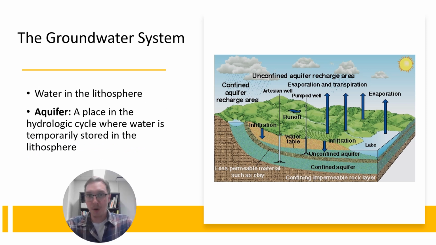So the groundwater system is basically an expression of water in the lithosphere, so the ground beneath our feet. One of the main attributes of that is an aquifer. It's a place in the hydrologic cycle where water is temporarily stored within the lithosphere. We see a bunch of different examples of aquifers on the little graph to the right, mainly a confined aquifer and an unconfined aquifer. And we'll talk a little bit more about what those are in just a little bit.